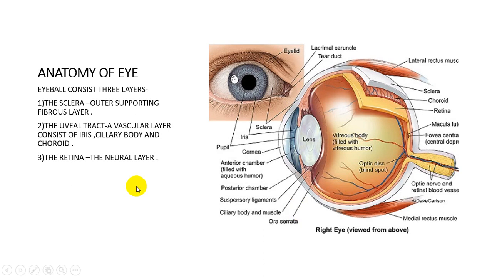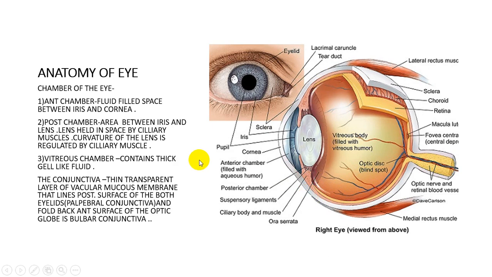The sclera, this is the outer supporting fibrous layer. The uveal tract, a vascular layer, consists of iris, ciliary body and choroid. And the retina, the neural layer. Here is the retina, here is the choroid, and this is the sclera.